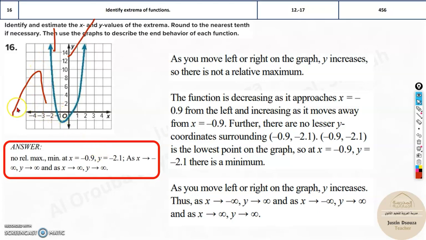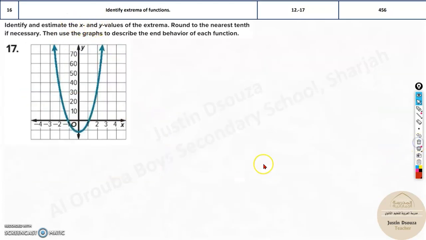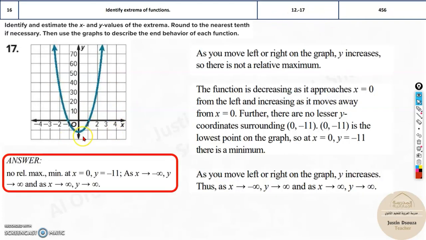And end behavior: as x goes to negative infinity, y is positive infinity, and again as x tends to positive infinity, y is above, so it's positive infinity. In the same way, please do the other problems. This is the last one over here. Again, there is no relative maximum, only a minimum point at x is 0 and y is negative 11. See, because the scale is 10, this is a little more, minus 11.